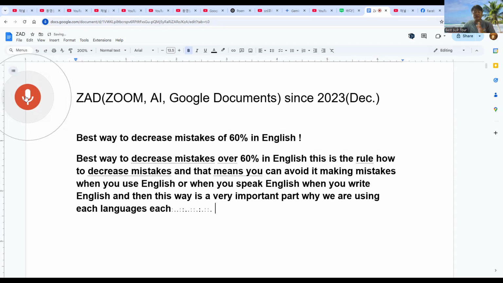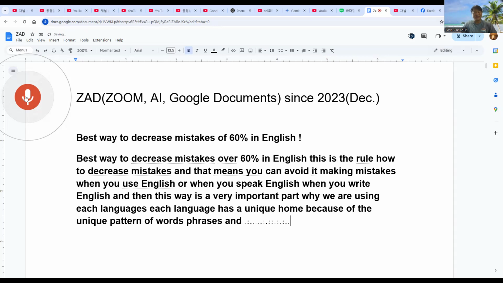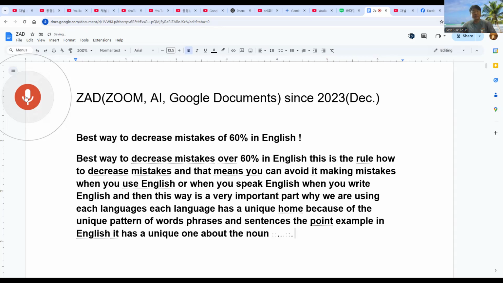Each language has a unique grammatical form because of the unique pattern of words, phrases, and sentences. For example, English has a unique pattern about the noun. Nouns make up more than 60% of a sentence.